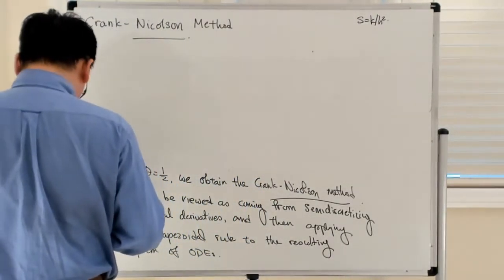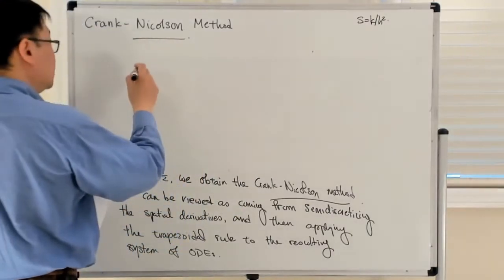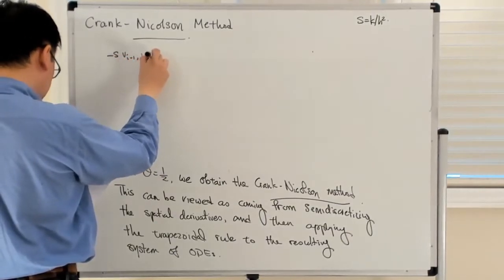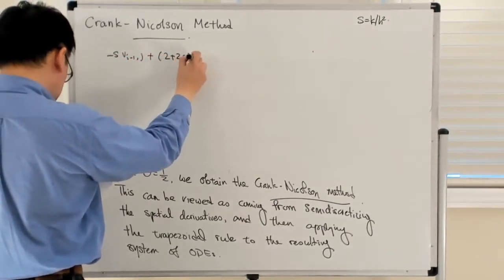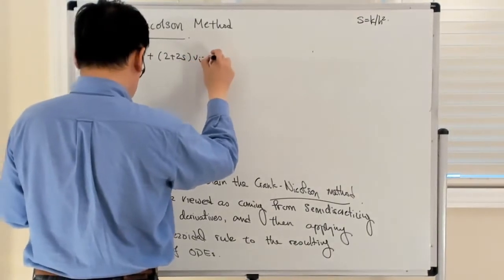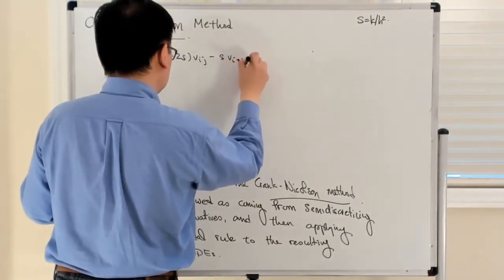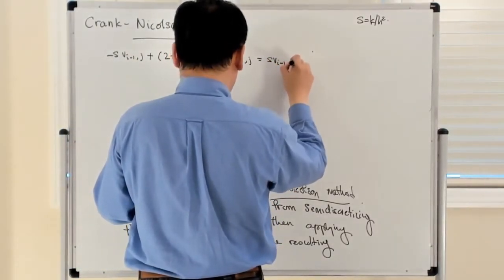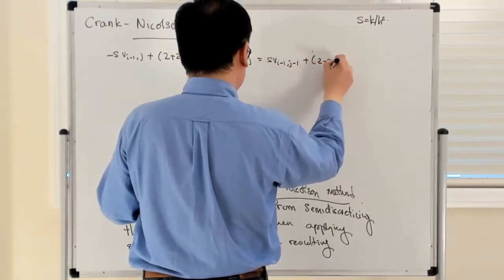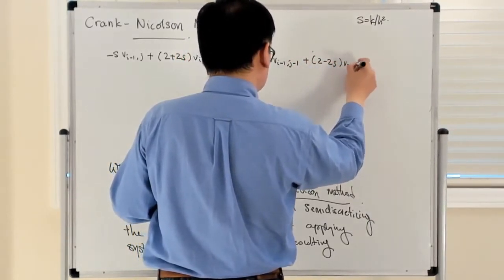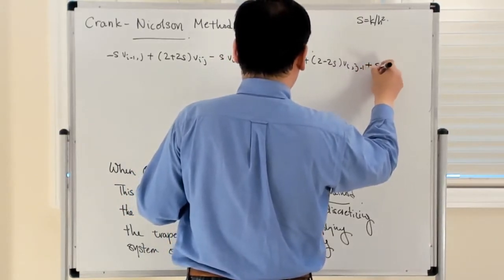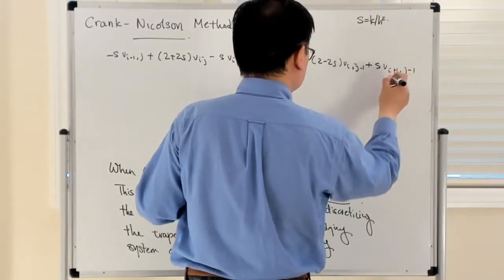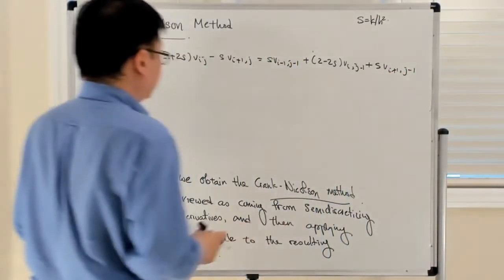Okay, so with that simplification involving S, we get minus S v_{i-1,j} plus (2 plus 2S) v_{i,j} minus S v_{i+1,j} is equal to S v_{i-1,j-1} plus (2 minus 2S) v_{i,j-1} plus S v_{i+1,j-1}. Sorry, that's j minus 1 and i plus 1, sorry. Okay, all right.